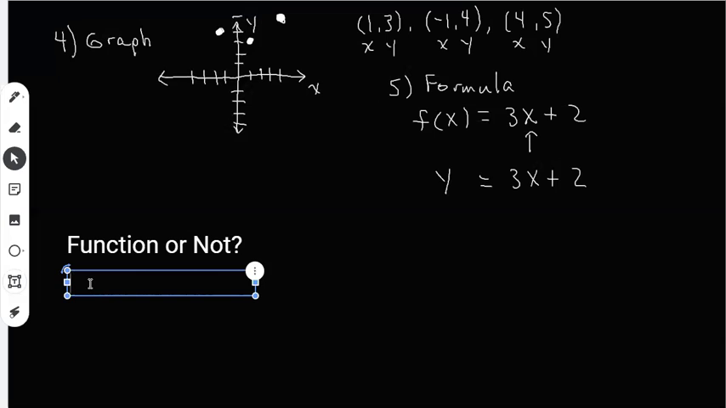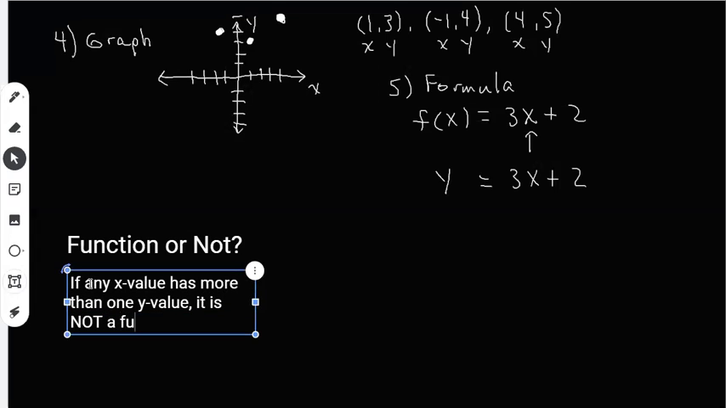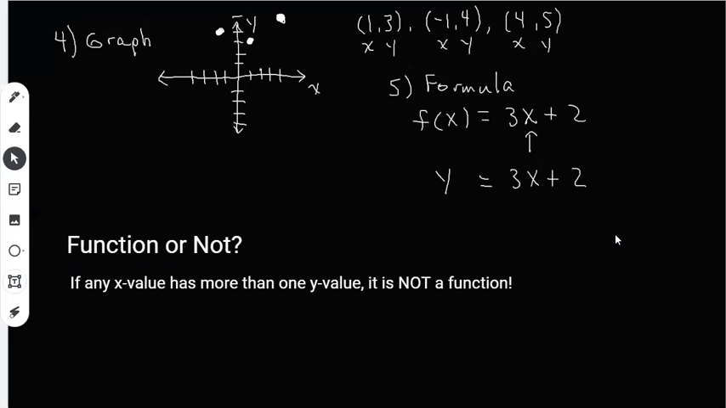Well, you've probably seen this in Algebra 1. If any x value whatsoever has more than one y value, it is not a function. Okay? So let's do a couple examples of this so you can understand it a little bit better. What this means is if a function is mapping an x value to more than one y value, like let's say y1 and y2, then this would not be a function because the x value can only go to one y value for it to be a function.